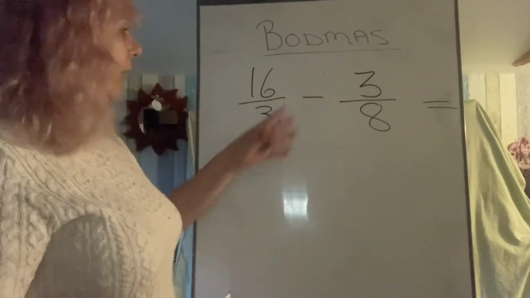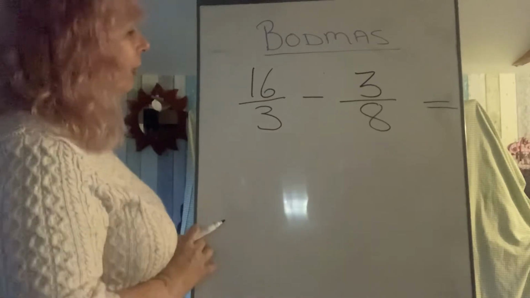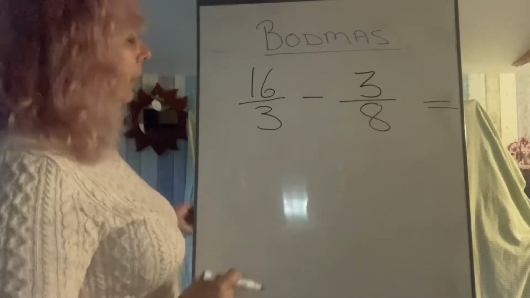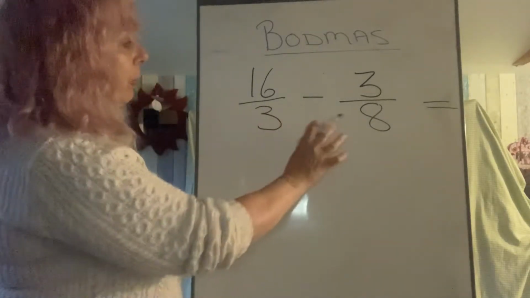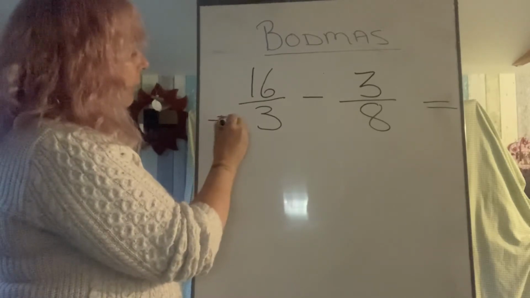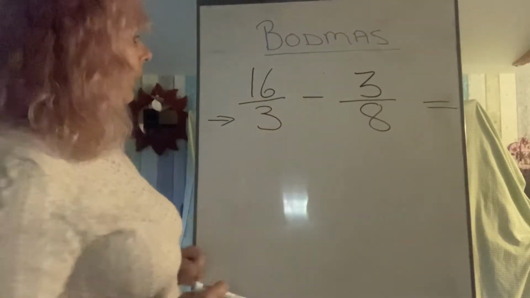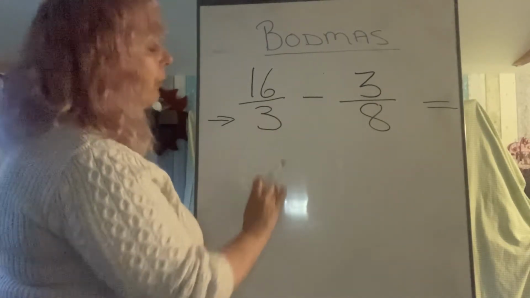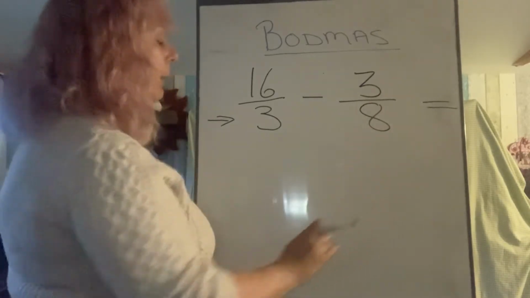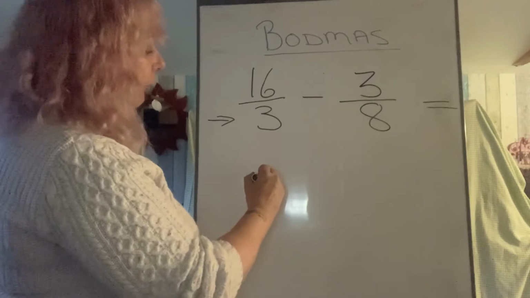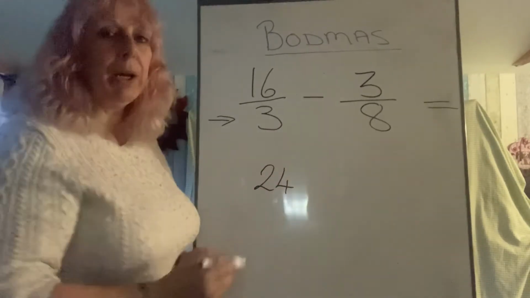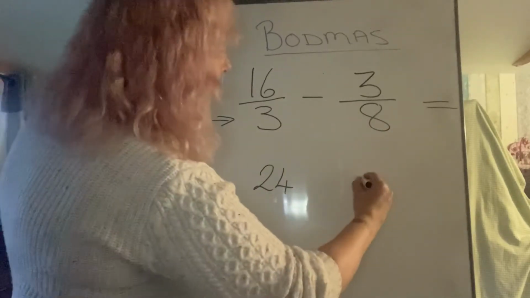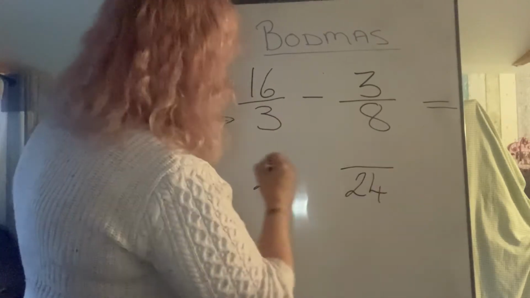So now we've got a fairly simple subtraction to do. We haven't got any addition, so we move straight on to what we're left with. But in order to subtract these, we have to have the same denominator, which is the bottom number. So in order to find a common multiple, that is a number that appears in both the 3 times table and the 8 times table. So our common multiple is 24. And a nice easy way to find the multiple is to just times these two numbers together. So I'm going to change both these fractions into 24ths.